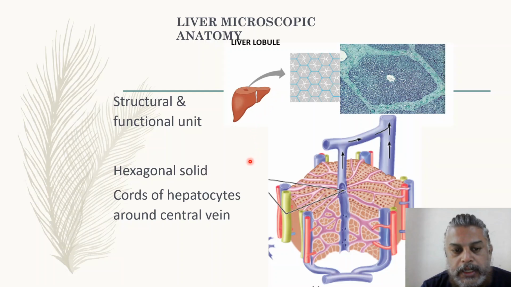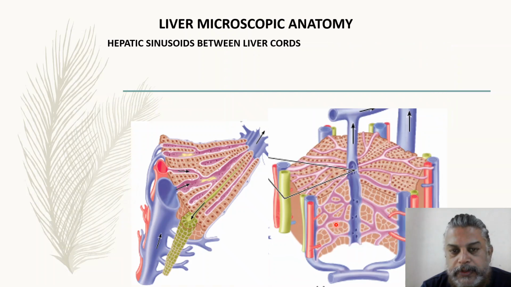This is a hexagonal solid, cords of hepatocytes around a central vein. The microscopic anatomy, these are the sinusoids, and these are the hepatic artery, hepatic vein, these are the bile canaliculi, and they make the whole thing as a liver lobule.